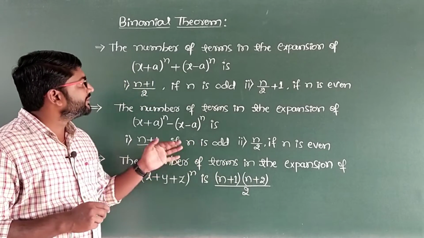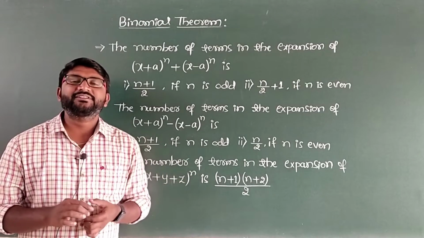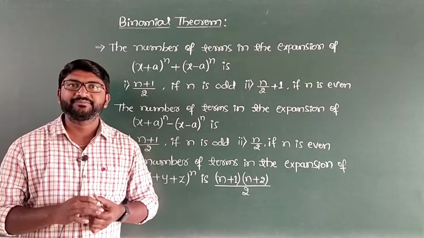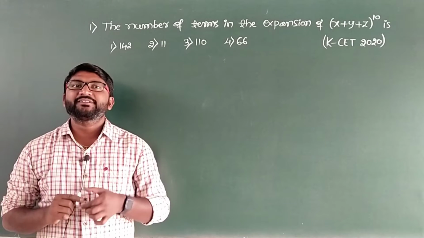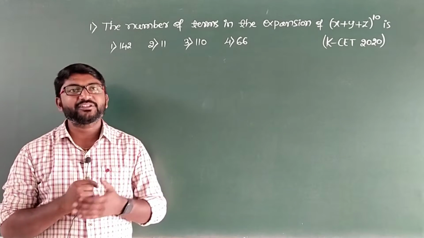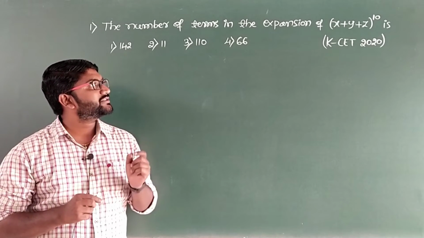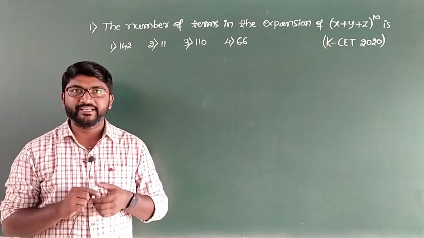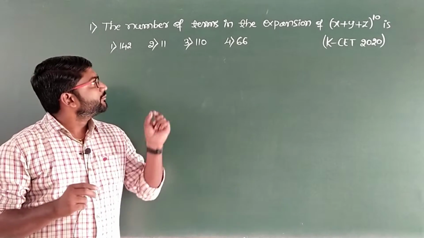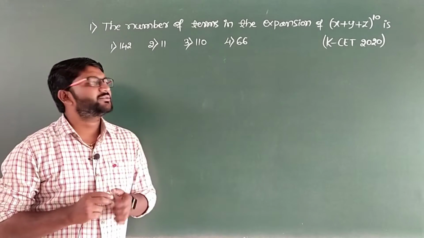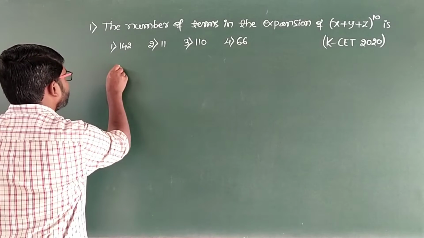All these points are very important, and based on these points only they have given the questions in the Karnataka CET exam. Well, let us solve some of the objective questions which have been given in the previous years' Karnataka CET. Question number 1: the number of terms in the expansion of (x + y + z) whole to the power 10 is, and the 4 options are 142, 11, 110 and 66. This was asked in Karnataka CET 2020. So I'll take up the given question here.